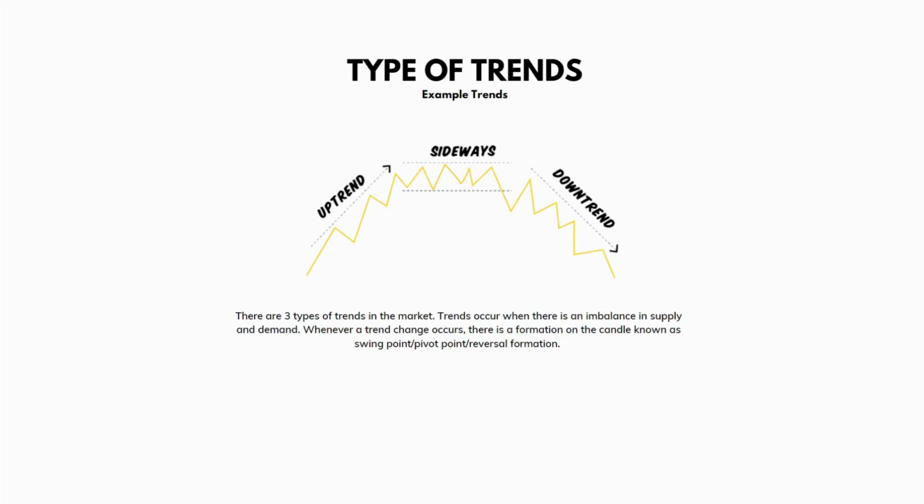Whenever a trend change occurs, there is a formation on the candle known as a swing point, pivot point, or reversal formation. If you can see, this is an uptrend when the market is going up. This is sideways when the market is not going up and not going down, staying the same way. And this is a downtrend when the market is going down.